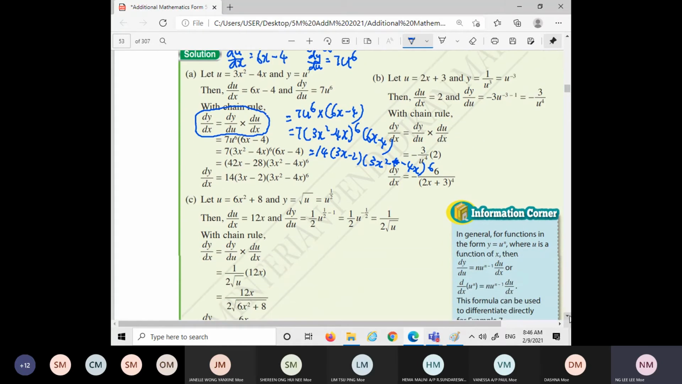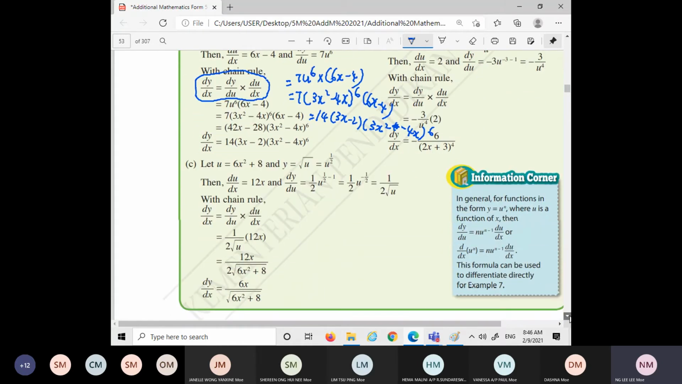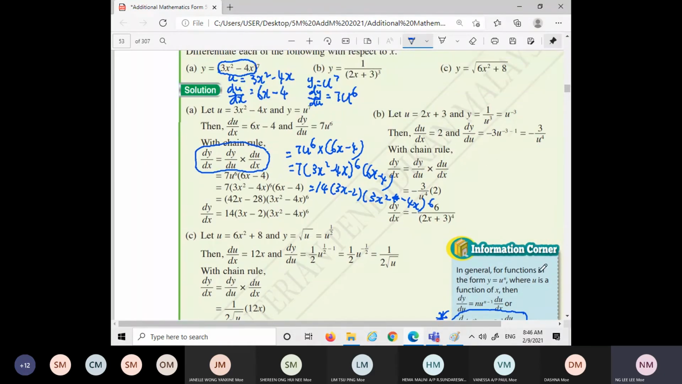You look at this. This is another very useful formula if you don't want to use the chain rule. But the chain rule you still need to know, no matter what. This one is another formula you can apply to solve this kind of questions. So I will straight away use B as an example of how to use this formula.